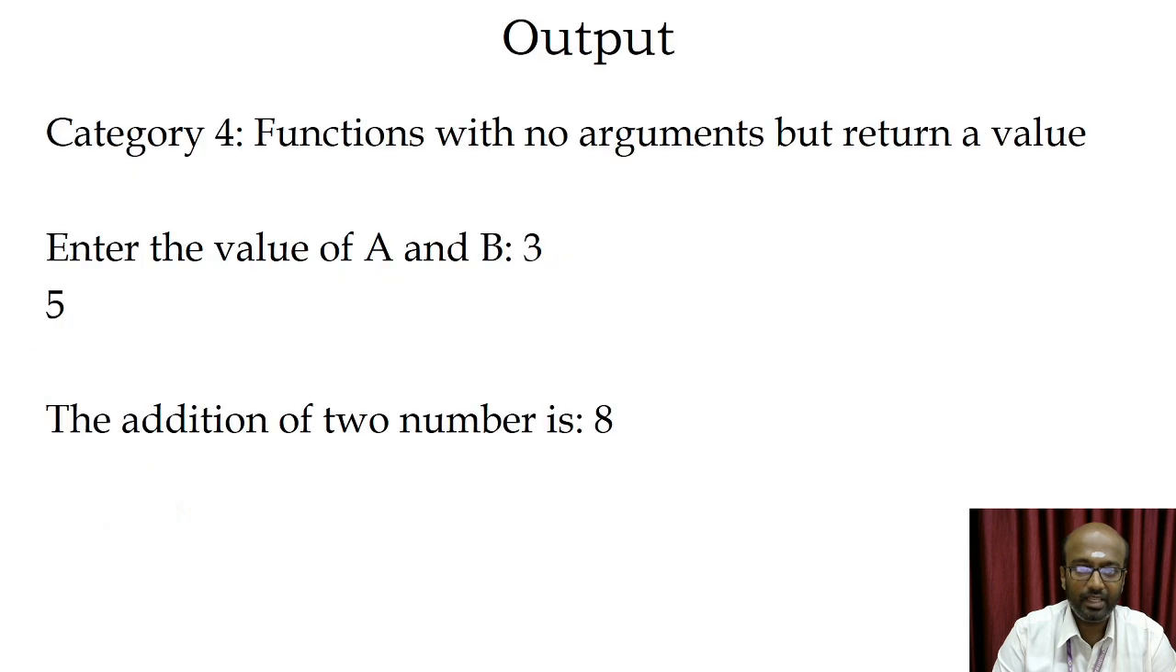And this is the result of the program. Category 4, function with no argument but a return value. Enter the value of a and b. So 3 and 5 are given as input and the value 8 is printed.